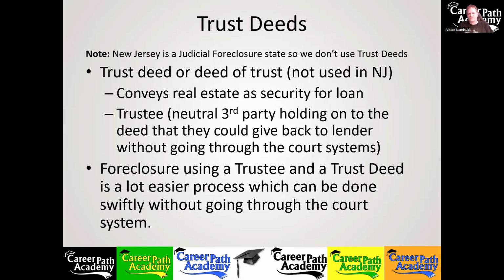If you're in default of the terms of the loan, well, then they give over that ownership, the deed, to the lender. So the trustee is a neutral third party that holds on to that deed, and they can give it back to the lender without going through the court system. So, like I said, the foreclosure is a lot smoother process. We don't use trust deeds here in New Jersey because we are a judicial foreclosure state.